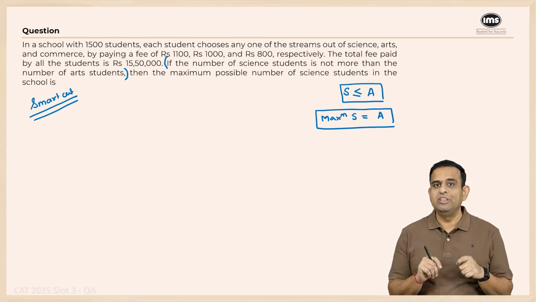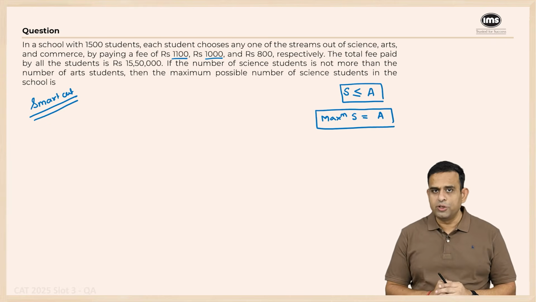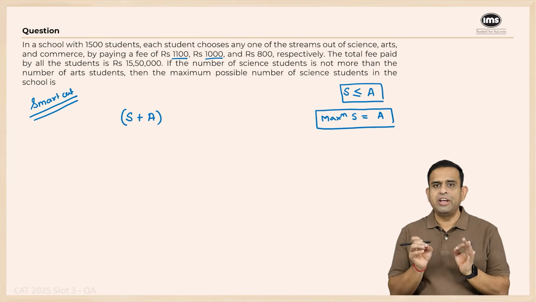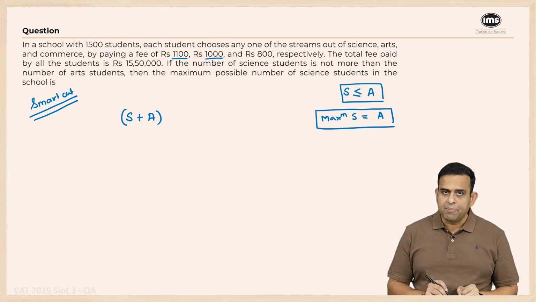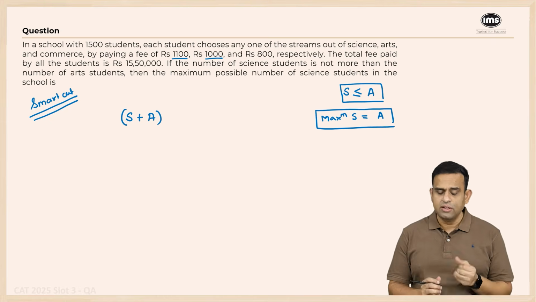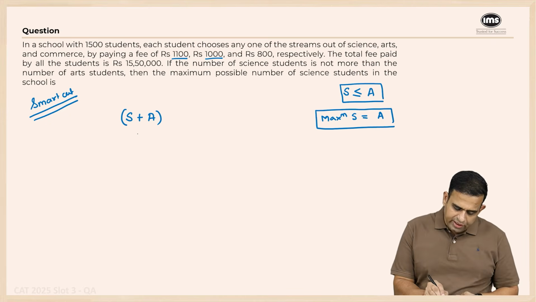And I'm going to take the help of the alligation approach. Over here, suppose the science students are paying 1100 on average. The art people are paying 1,000 rupees. So if I talk about science and arts put together, what is the average? Since S is equal to A, and maximizing S is achieved when S becomes equal to A, in that case, what is the average amount paid by a science plus art student put together? The answer would be the simple average of 1100 and 1000, and that will give you 1050.